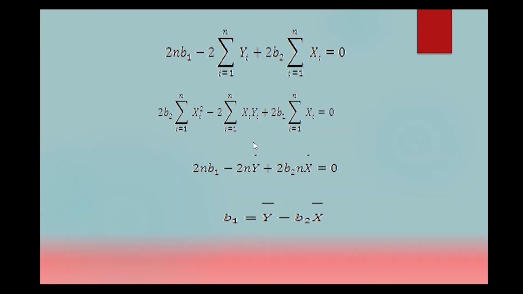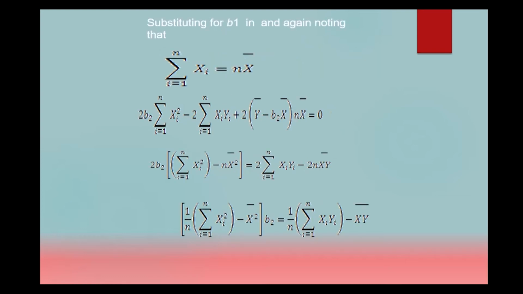So after this, we get the normal equations by solving 2n b1, which is minus 2 summation of yi plus 2 b2 summation of xi. From here we get the first normal equation, which is 2n b1 minus 2n y bar plus 2 b2 n x bar equals 0. So if we just rearrange b1, we get y bar minus b2 x bar. So the same result we are deriving, but in an alternative method by using the differentiation and other notations. In the same way, we can derive the result for b2 by substituting for b1.